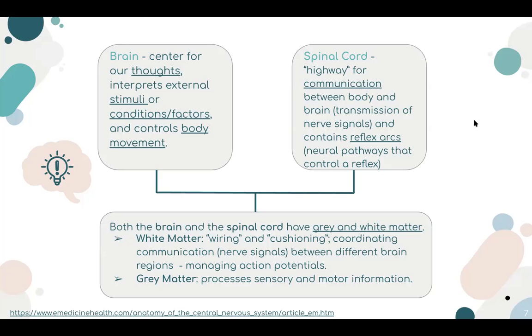So white matter has to do with wiring and cushioning, like we like to call it. This is essentially coordinating communication or your nerve signals between different parts of your brain, which are called action potentials, which we will also get into more detail later on in the slideshow. And then the gray matter really processes sensory and motor information, meaning information that your five senses detect, and just your overall movement.